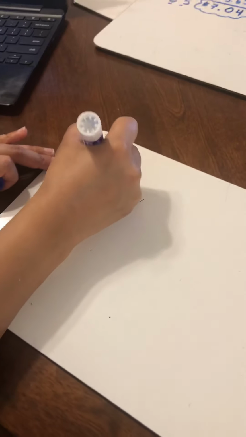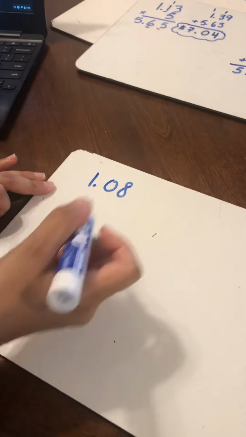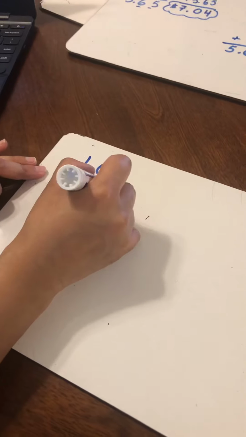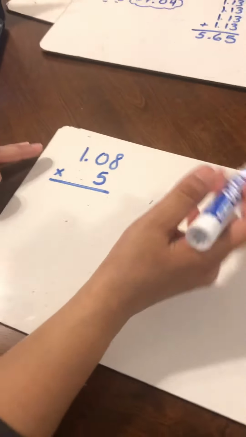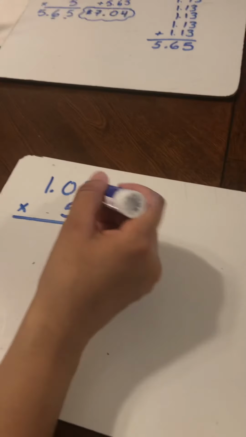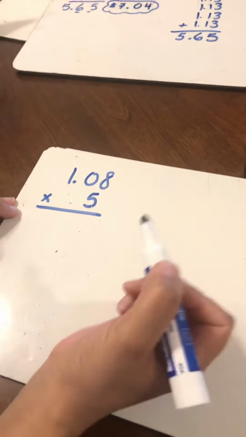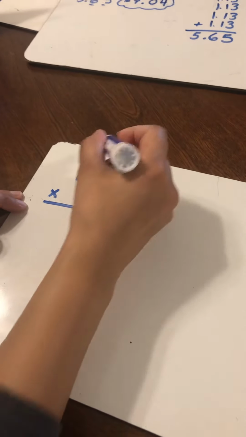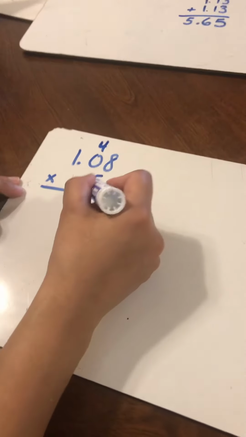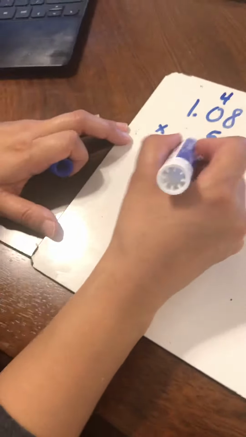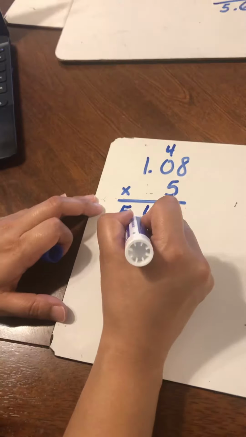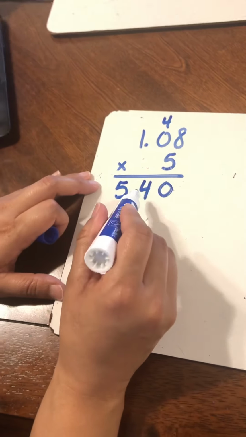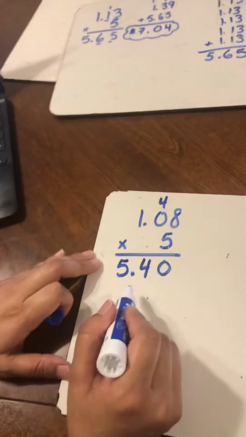So instead of adding $1.08 5 times, I'm just gonna multiply $1.08 times 5. Okay. So just ignore the decimal and just multiply like 108 times 5. So 5 times 8 is 40. Carry the 4. 5 times 0 is 0, plus 4 is 4. And 5 times 1 is 5. Okay, so we know that 5 shoelaces cost $5.40.